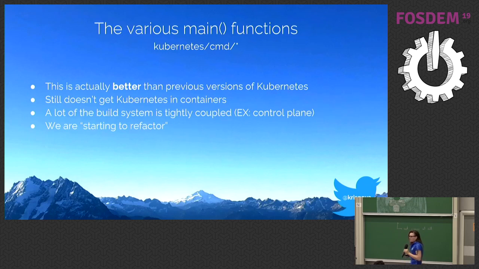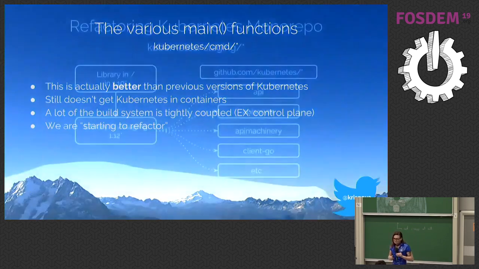And ultimately, this only builds our good old static binaries that we love from Go so much. This actually doesn't get anything into a container, which again is the whole point of Kubernetes. A lot of this build system is tightly coupled, for example, the control plane. And we are starting to refactor this. We've been saying that for about a year, and we're slowly getting there. And we're going to talk more about our first approach here in a second.